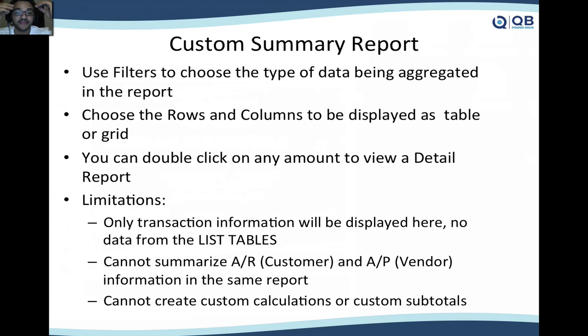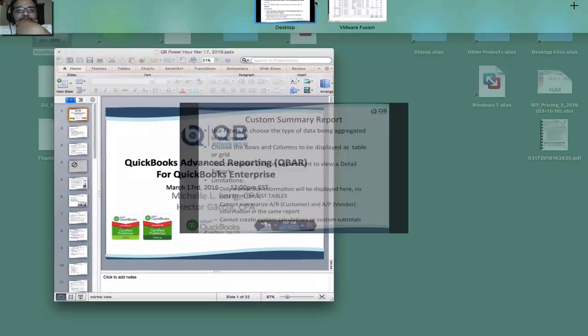Now, what are some of the limitations? I can only see information from the transactions table. So a summary report and a detail report only get data from a transaction table. I'll do an example of that in a second. The other piece is that we can't really mix accounts payable and accounts receivable data in summary reports. It's kind of an inherent problem that QuickBooks has when building custom summary reports. And the other thing is we can't really do custom calculations or custom subtotals. So let me talk about those limitations real quick.